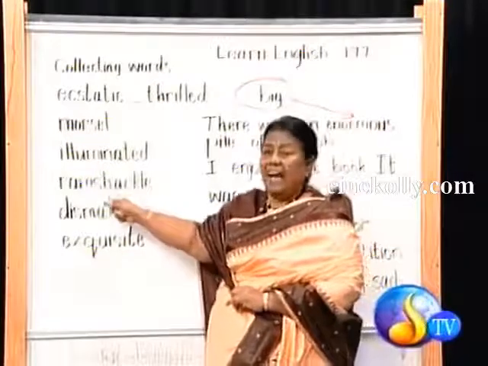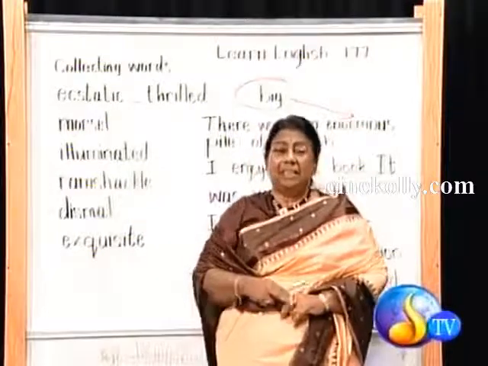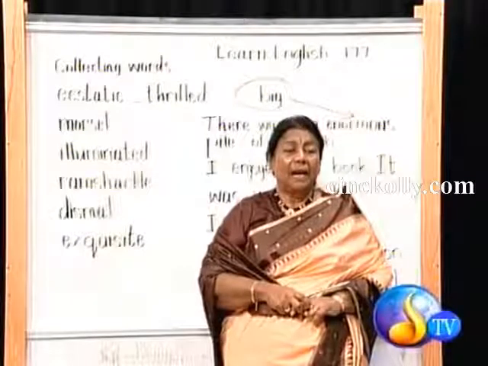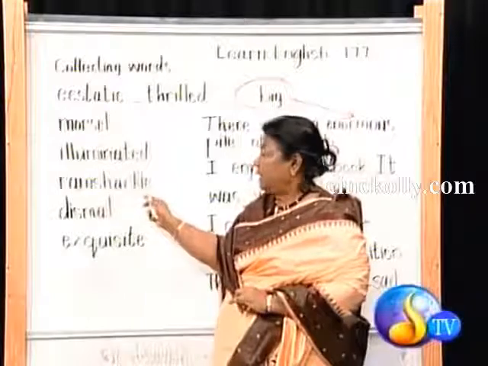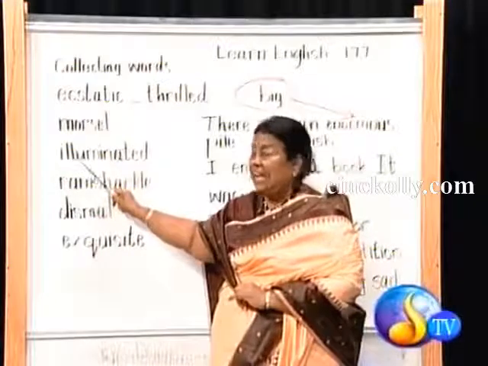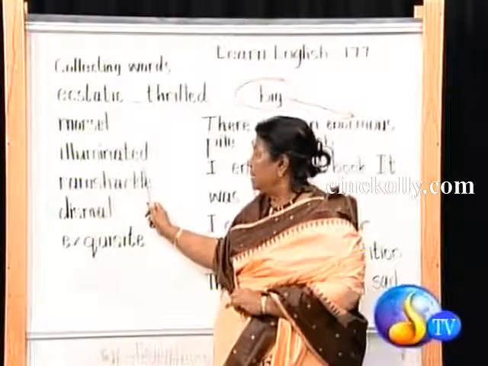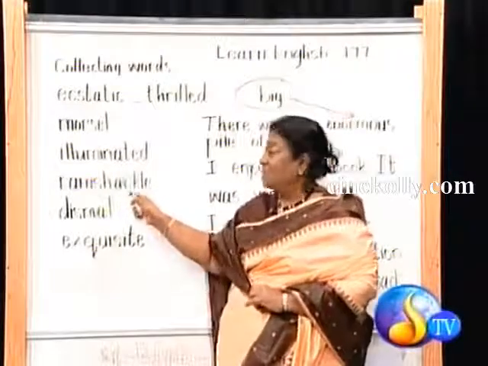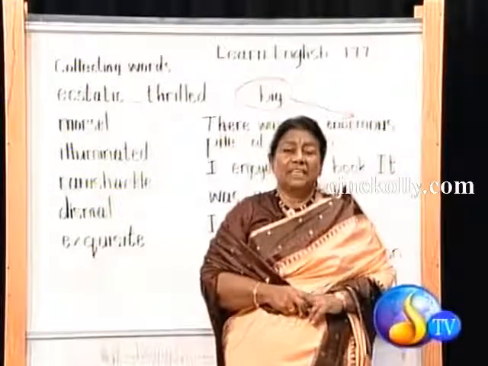Illuminated. Write it down. I, L, L, U, M, I, N, A, T, E, D. Illuminated. Because of this E, it's nated. If the E was not there, it would be different. That's how the words change.